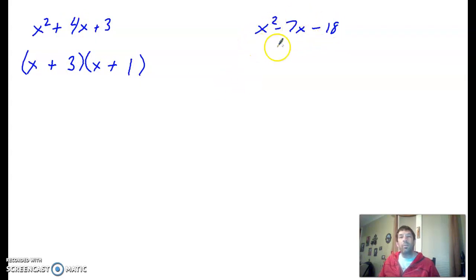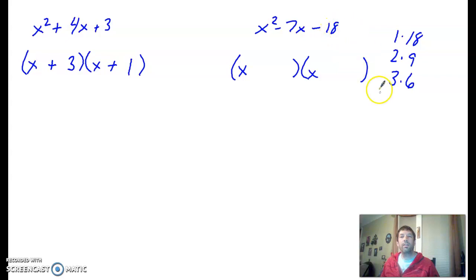Okay. So if we move over here to the one on the right, again, we're starting off with an x squared, so it's just going to be an x in each parentheses. And we need two numbers that multiply to negative 18. So now this is where it gets a little bit tricky. We have 1 and 18, 2 and 9, 3 and 6. If we tried 4, that doesn't work. We try 5, that doesn't work either. And then we'd get back to 6, and that would be the same as 3 and 6. So it's got to be one of these combinations. What we need to look at here is this middle term. It's a negative 7.